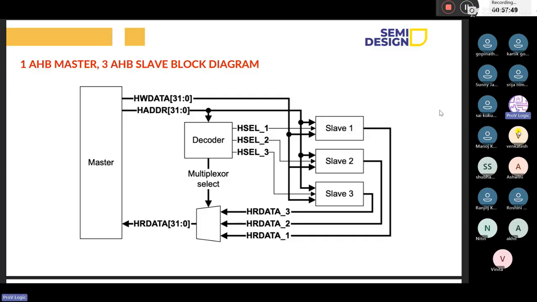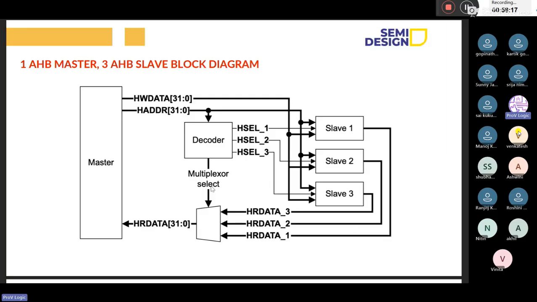And if you see the decoder logic here, the decoder selects which slave should respond to the address provided by the master. So HSEL1, HSEL2, HSEL3: three HSELs are there, so three slaves are connected here, and the multiplexer selector signal is coming from the decoder.